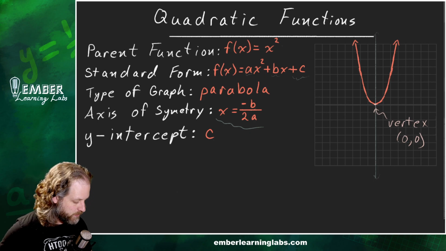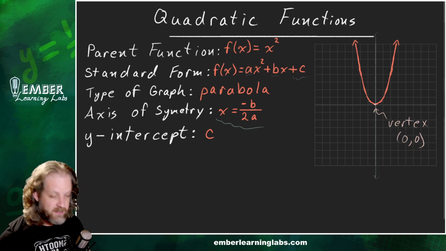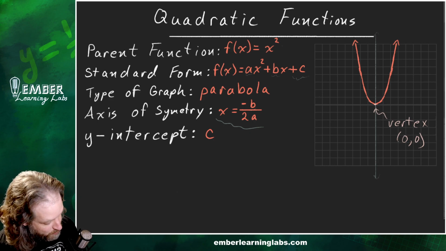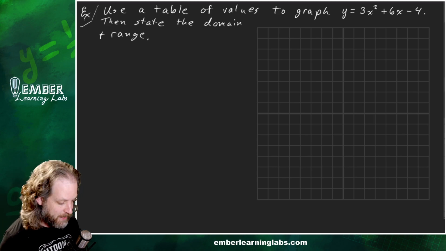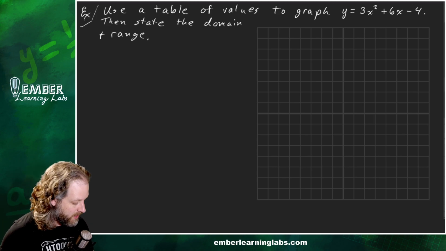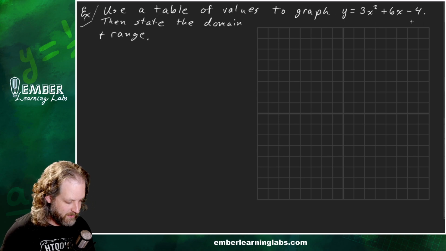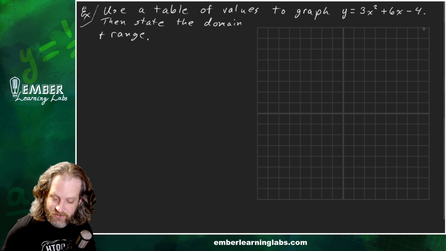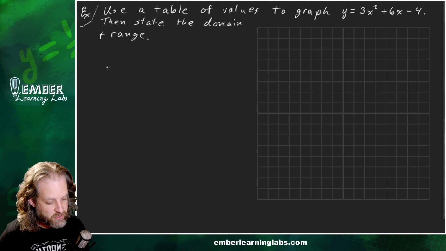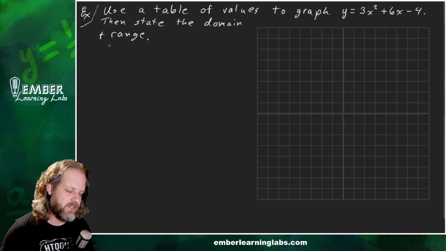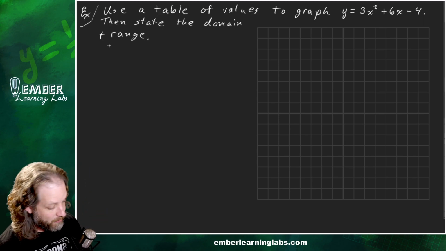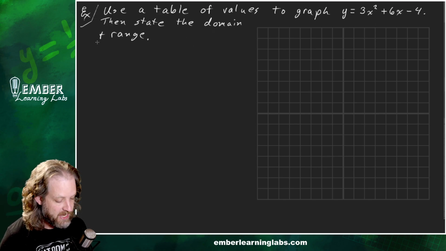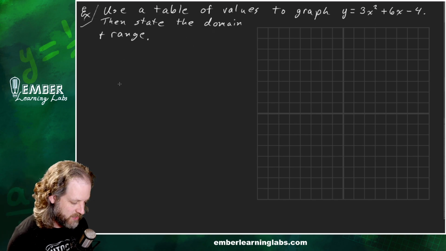Let's look at some examples and how we do what we do. So let's pull a graph and then an equation. We're going to use a table of values to graph this equation, which is in standard form, right? It's y equals the x squared term, the x term, and the no x term, x to the 0, right? And then state the domain and range. I'll remind you what that means in a minute. The domain and range are what x can be and what y can be. It's really straightforward how to do that.